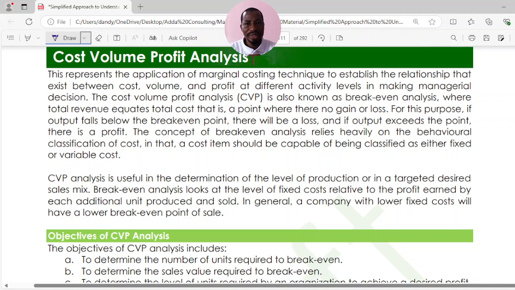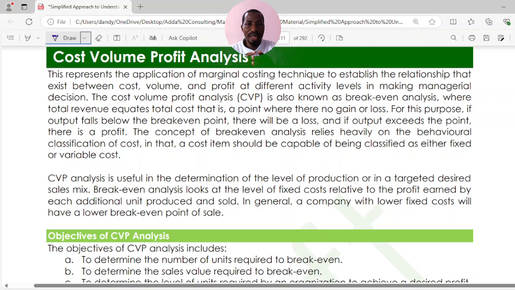Hi everyone. In today's class, we are going to be dissecting the underlying concept of break-even analysis, or cost volume profit analysis. So what do you understand by break-even analysis? The break-even analysis represents the use of marginal costing concepts to analyze and establish a relationship between cost, volume, and profit at different activity levels in making managerial decisions.